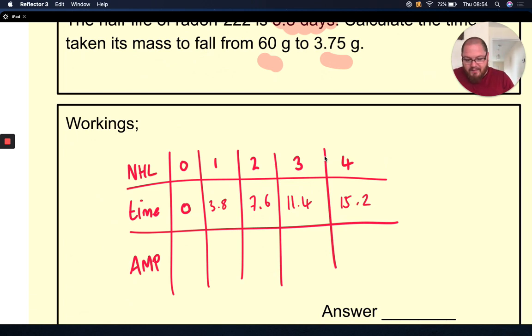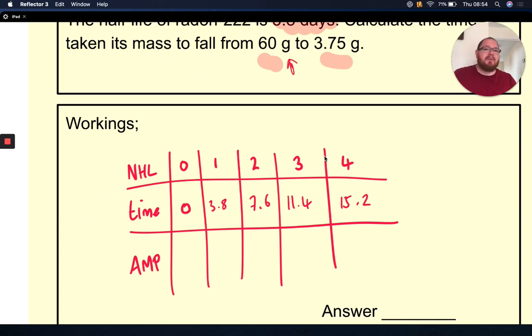So after 1 half-life, I've got 3.8 days. After 2 half-lives, it's going to take 7.6. Okay, I keep adding 3.8 each time to get 4 half-lives. And now it leaves me with my activity, mass, or percentage. And the percentage includes that ratio as well. You're never going to get it given anything else, just those 3 things. A gram is a measurement of mass. So this time we're dealing with mass.